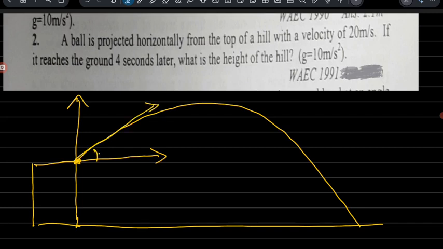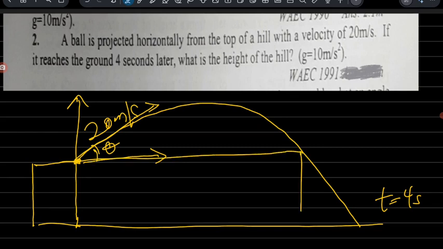This is v, this is theta. And we're given 20 meters per second. So if it reaches the ground in 4 seconds, at this place it reaches here at 4 seconds, you now say: what is the height of the hill? So this is the height of the hill. So we need to calculate the height here. How do we calculate height?